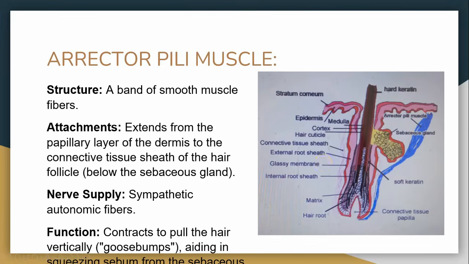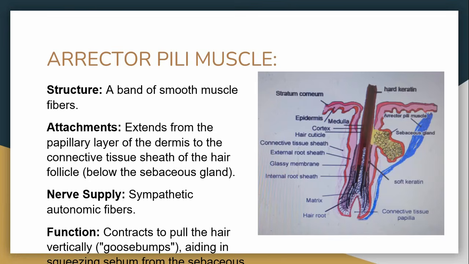Okay, so as we just discussed about erector pili muscle, that is the band of the smooth muscles, it extends from the papillary layer of the dermis. It is not shown here. Where was the papillary layer? It was the first layer of the dermis, or the outermost layer of the dermis, that was having dermal papillae that were crisscrossly arranged or digitating with the epidermal projections, right? So it extends from the dermal papillae to the connective tissue sheath of the hair follicle below the sebaceous glands. This is the attachment.